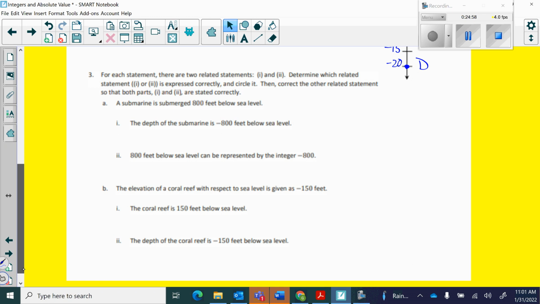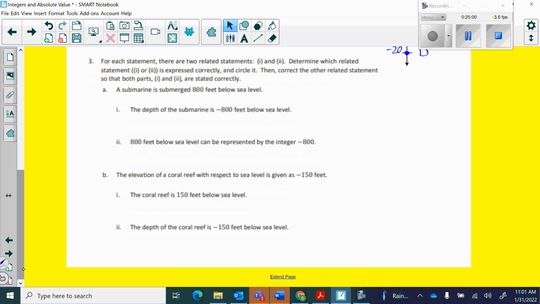Okay, this next one gets a little interesting, so you need to listen to the directions to make sure you understand what to do. On this one, for each statement, there are two related statements, 1 and 2. Determine which related statement is expressed correctly and circle it. Then correct the other related statement so that both parts are stated correctly.